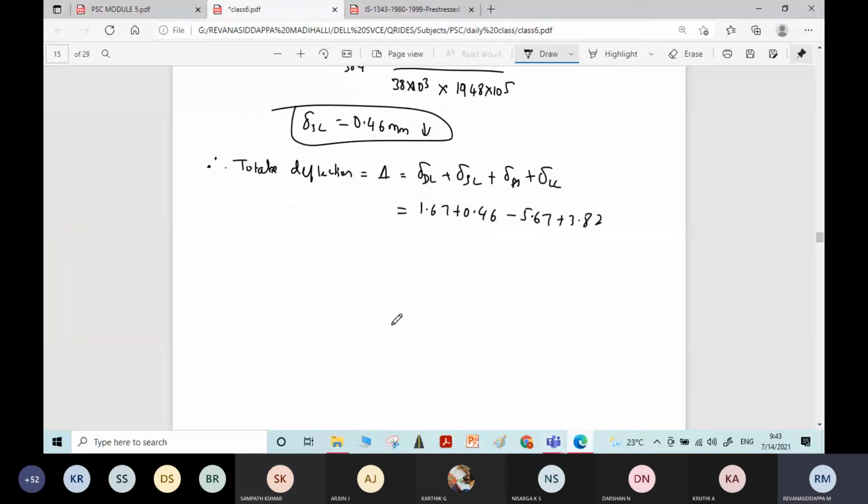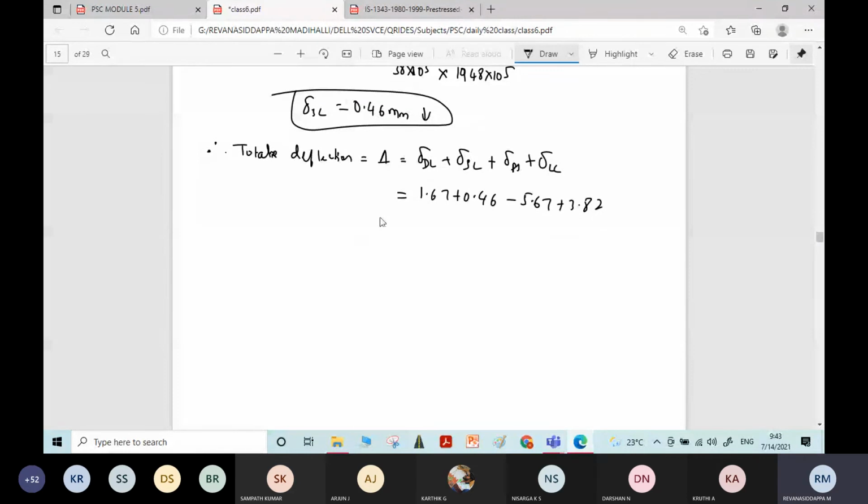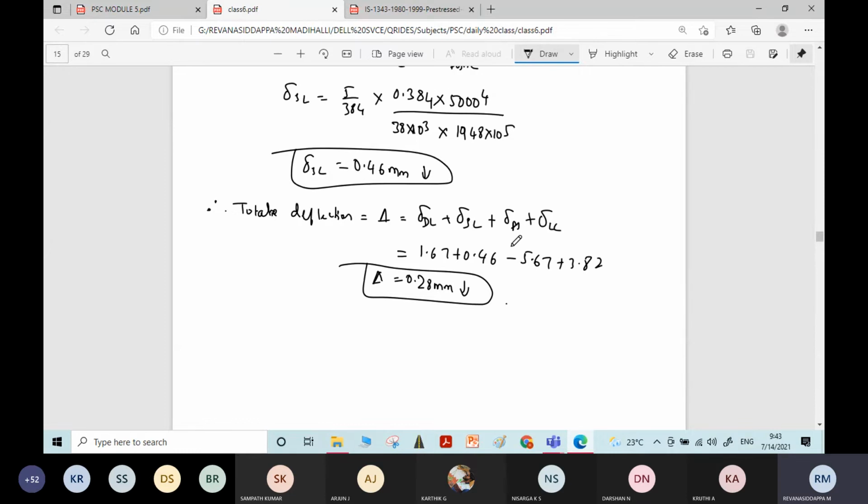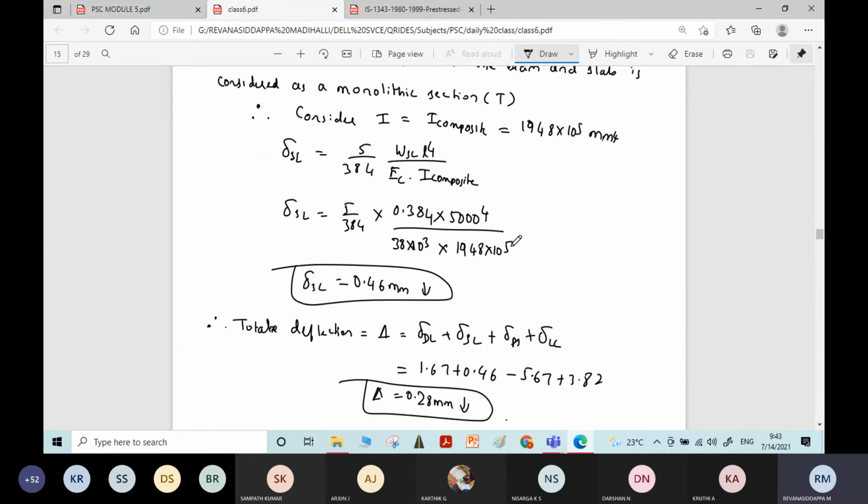What is the answer? What is the final answer, students? 0.28 mm. Nice. Okay, this completes the problem. Any doubts here, students, in this problem? Any doubts? No, sir. Okay.